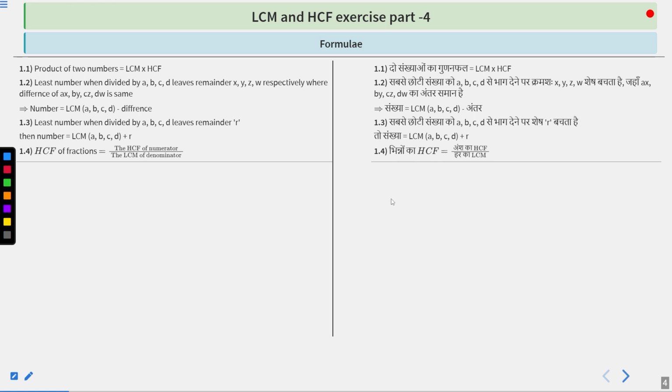And the last formula is the HCF of fractions. If you have to find the HCF of fractions, then the HCF of fractions is equal to the HCF of numerators upon the LCM of denominators. So these are the formulas.